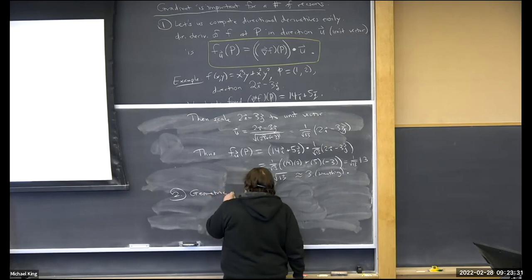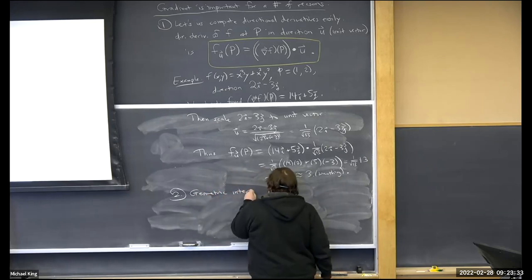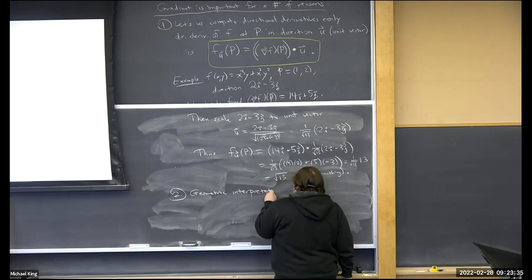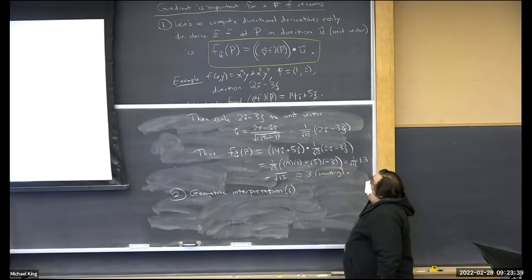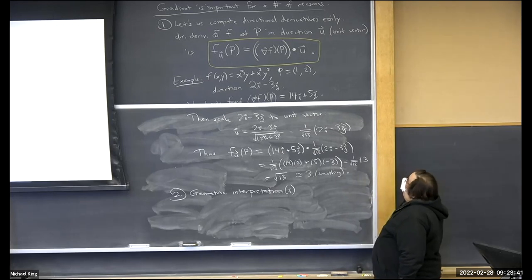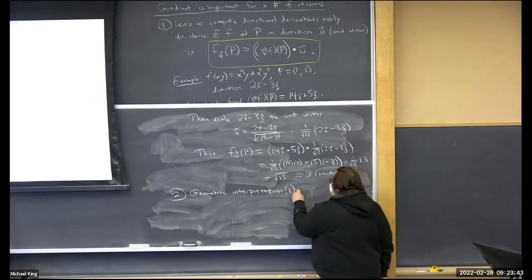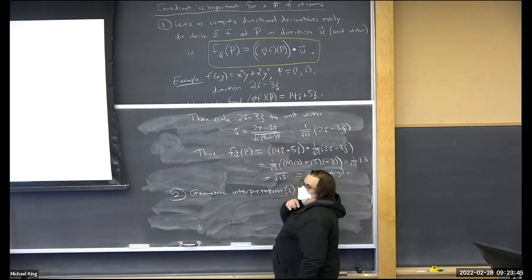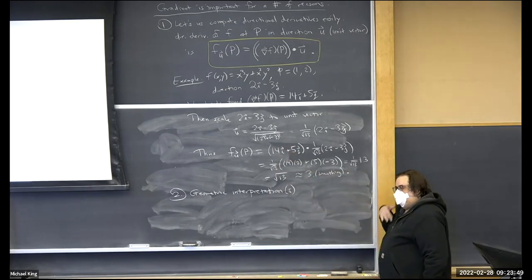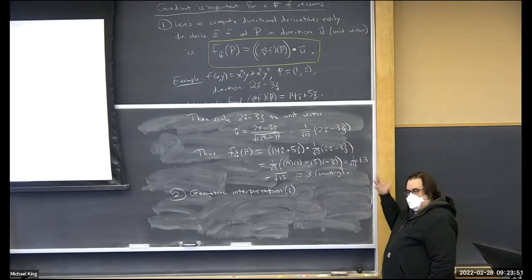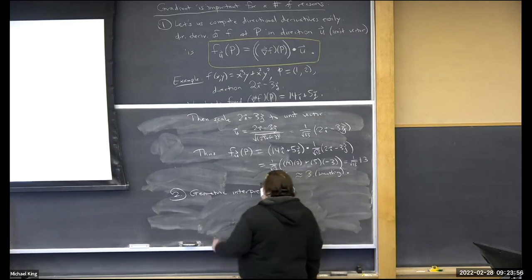Two is geometric interpretations. There's a lot of information we get out of the gradient. We can use the formula, as I was saying last time: once we have this formula, we can use the geometric definition of the dot product to put a cosine in there, and that tells us something qualitative.